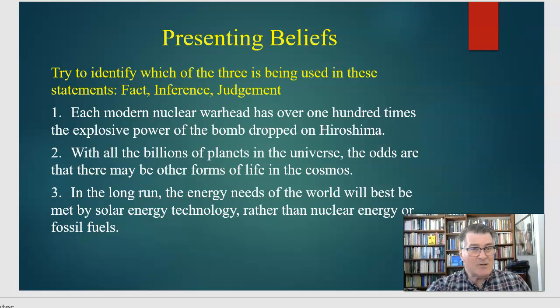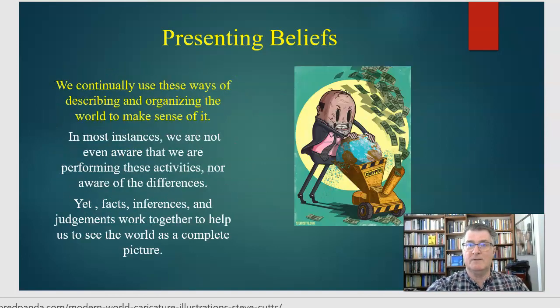Now, that's not really a slippery slope. It's kind of a positive. It's maybe going uphill rather than downhill. But in the long run, the third statement is a judgment because we are basing the conditions we're under now and looking to the future and saying, well, based on this, my judgment is that this issue we're having with energy needs is probably going to be best met using solar or nuclear energy. Solar energy rather than nuclear. So each of those, fact, inference, or judgment.